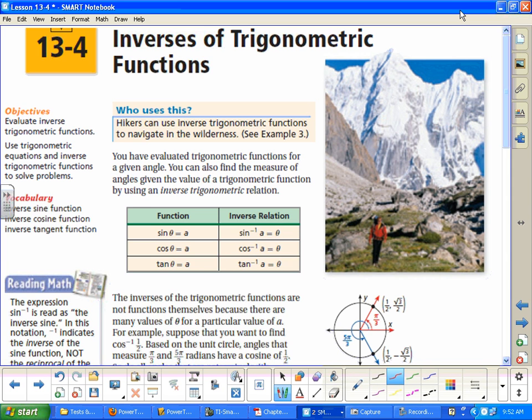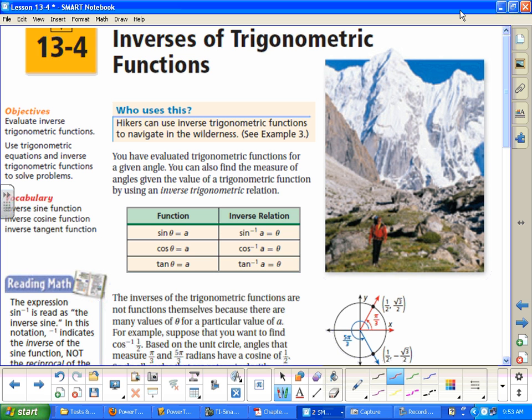Okay, inverse trigonometric functions. Yesterday we talked about the unit circle. Last week, Thursday and Friday, you talked about the trig functions: sine, cosine, tangent, cosecant, secant, and cotangent. And today we're going to look at the inverses of trig functions. Well, when have we talked about inverses before?